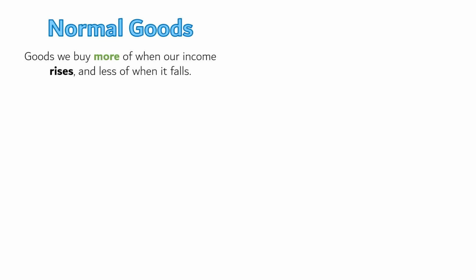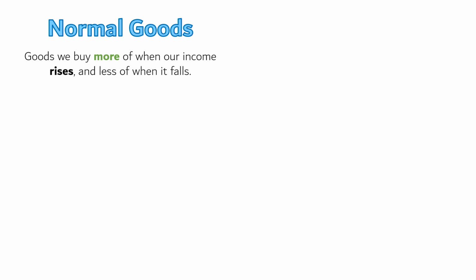But is it always true that higher income means an increase in demand? Are there some things you would buy less of if your income was higher? We can distinguish between two kinds of goods. The first is what we call normal goods, which are goods we buy more of when our income rises and less of when it falls.